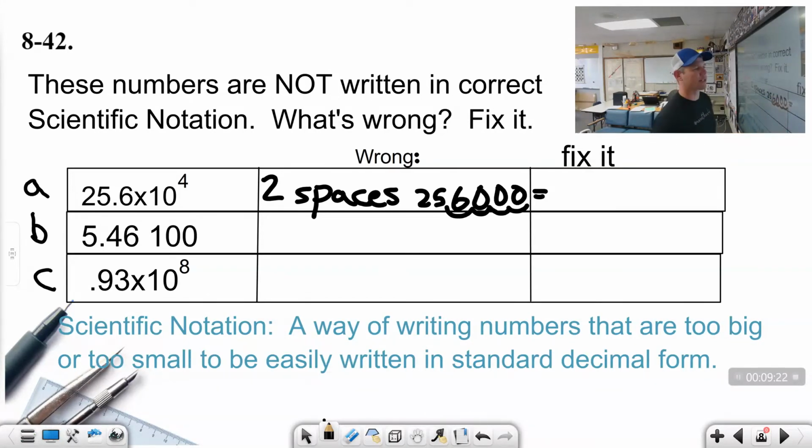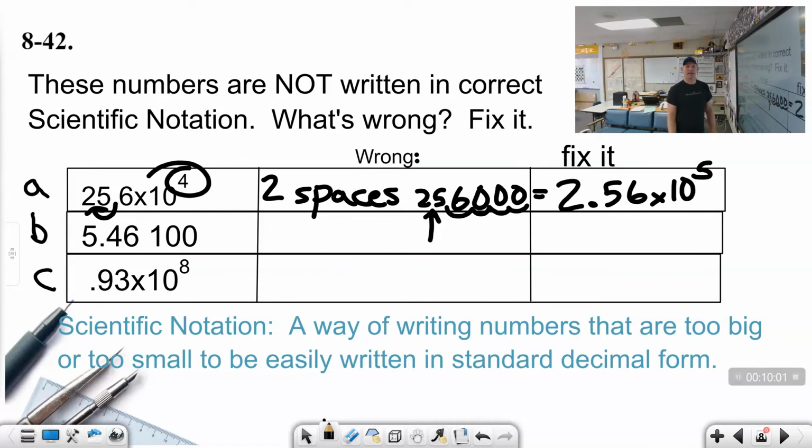I need to turn this into correct scientific notation. Well, I want the decimal place to be here. I want it to be 2.56 because I only want 1 number in front of that decimal place, not 2. So I'm going to write times 10 to the what power? Well, 1, 2, 3, 4, 5 decimal places. It is to the 5th power. I want you to notice I added a decimal place and I added an exponent. So there's letter A.